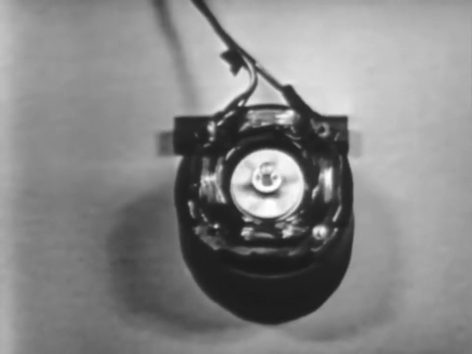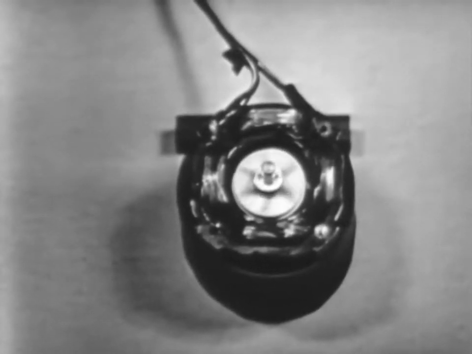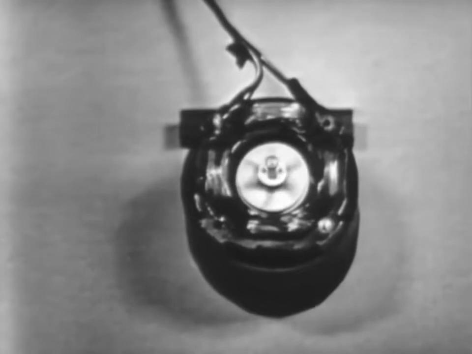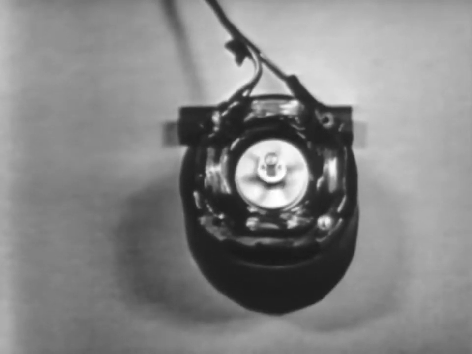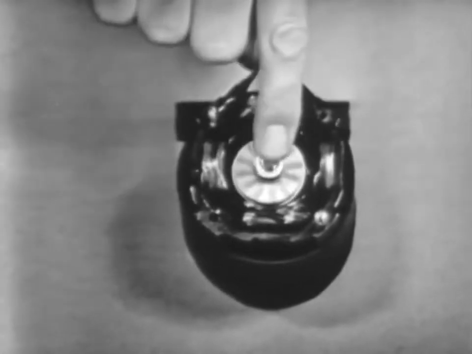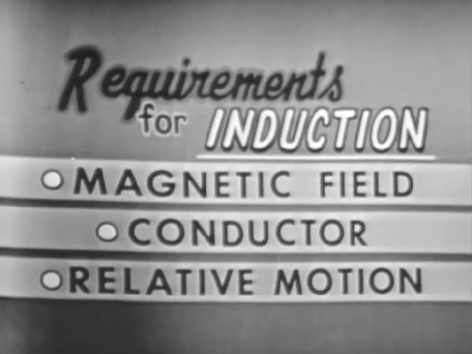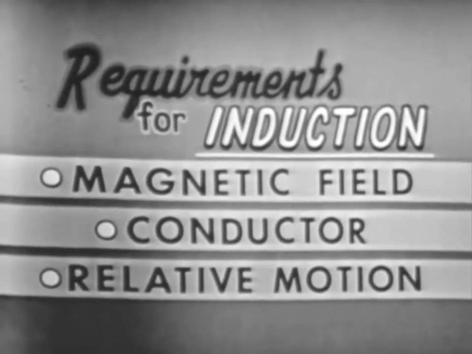And obviously something must be causing it to rotate. And that something is the rotating magnetic field. But how does this cause the rotor to become an electromagnet? Well, you remember the requirements for induction? I sure do. A magnetic field, conductor, and relative motion.